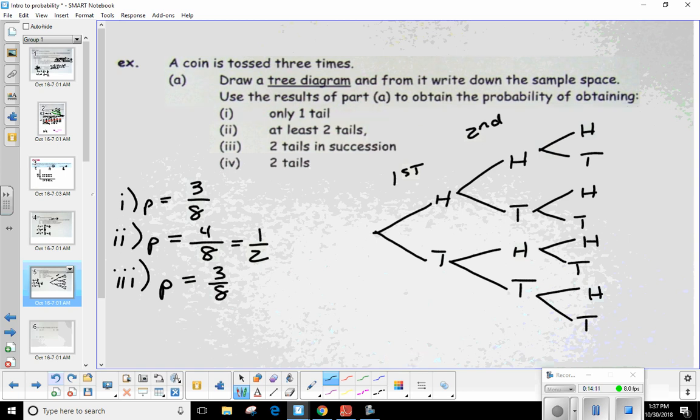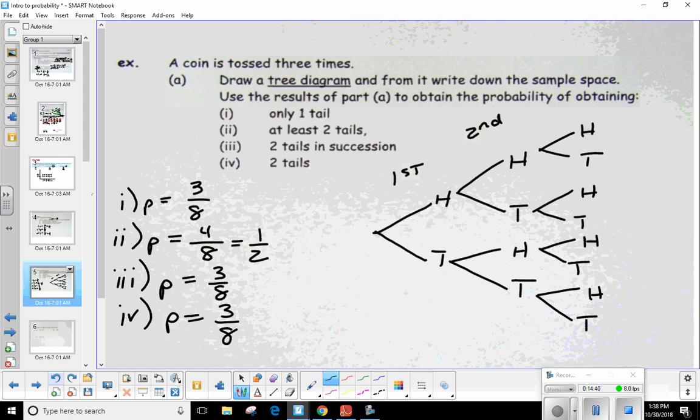Okay. And now finally, what's the probability of obtaining exactly 2 tails? So remember, this is different from the other one. This time, tails, tails, tails cannot be a part of this. We only want 2 tails. So it looks like I have 1, 2, I'm finding 3 outcomes. So the probability would once again be 3/8. There we go.